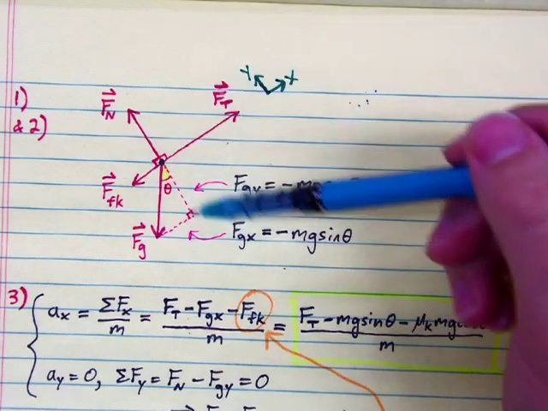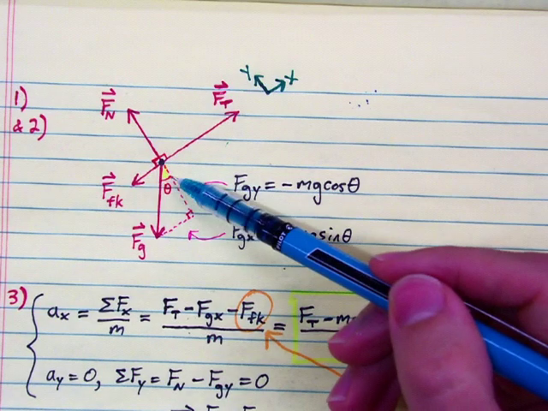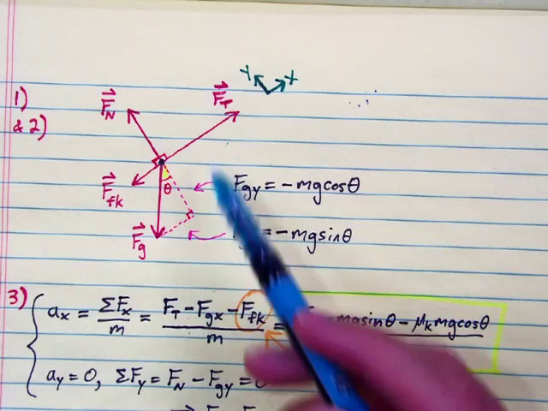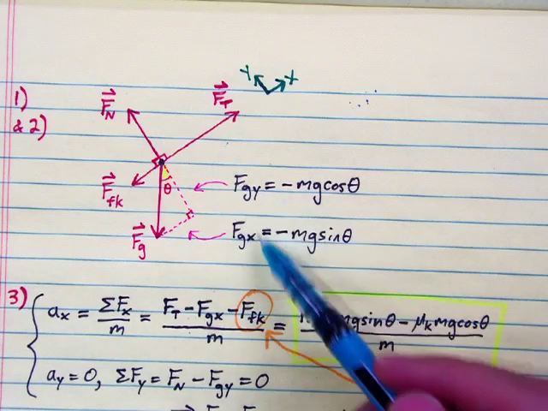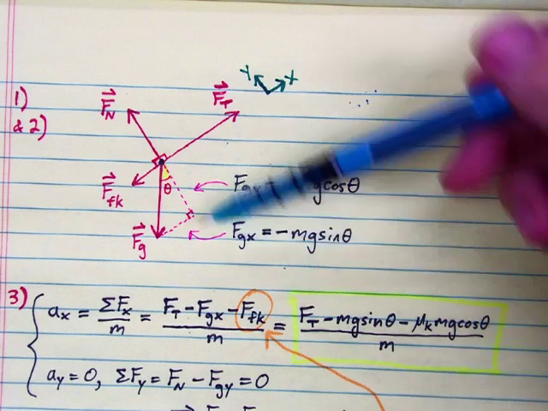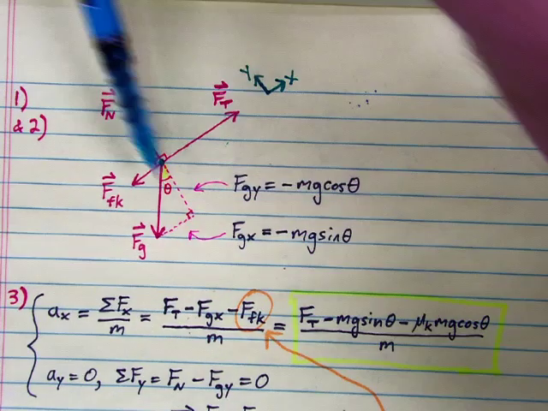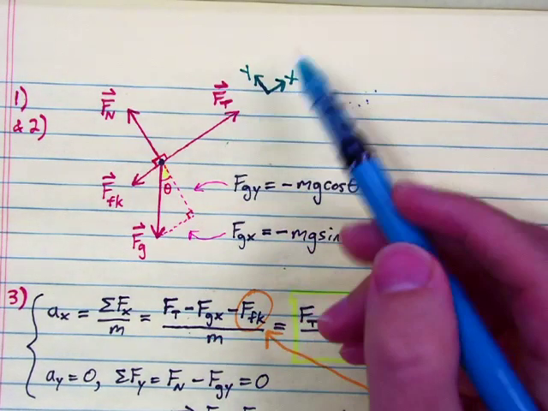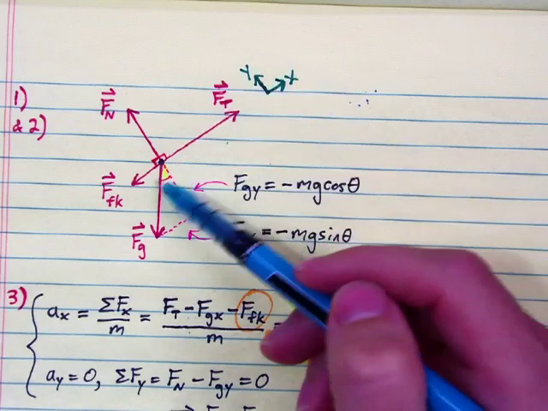Breaking that gravity into components, we recognize that this angle up here is the same as theta, the angle of inclination of our ramp, and our FGX and FGY are these expressions using the trig. Note that this is in the negative x direction, and this is in the negative y direction, hence the negative signs there and there.